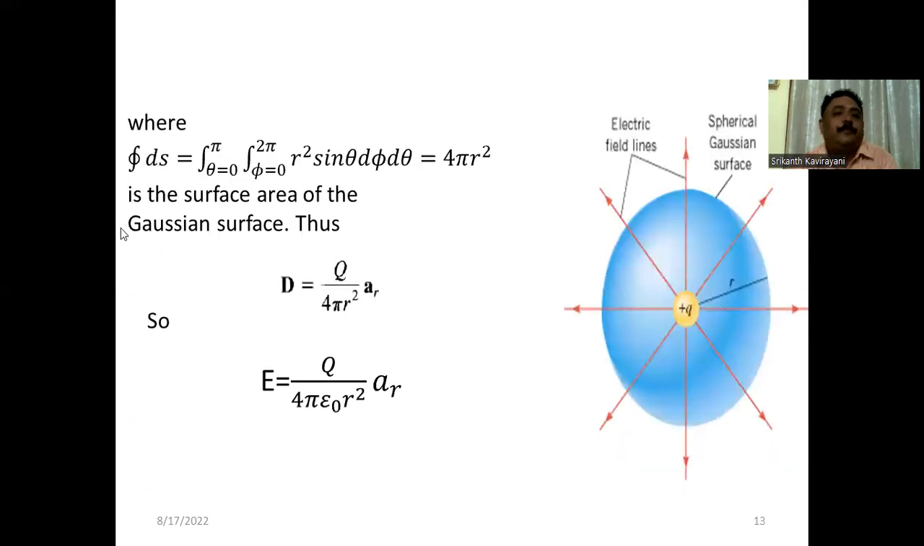This can be evaluated in spherical coordinates as the closed surface integral of dS, theta equal to 0 to pi, phi equal to 0 to 2 pi, r squared sine theta d phi d theta, equal to 4 pi r squared, the surface area of the Gaussian surface. This yields D equal to Q by 4 pi r squared a_r, and similarly E equal to Q by 4 pi epsilon naught r squared a_r, which are what we derived earlier, like the electric field that was derived earlier based on Coulomb's law.